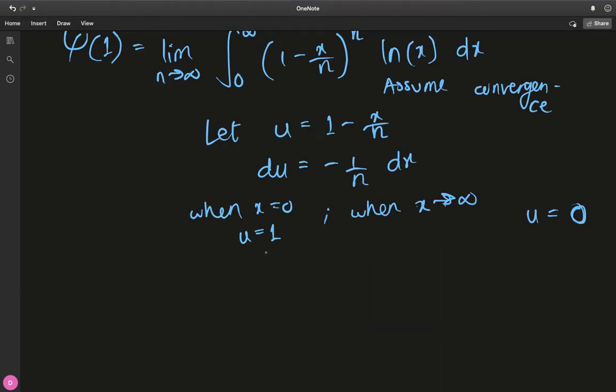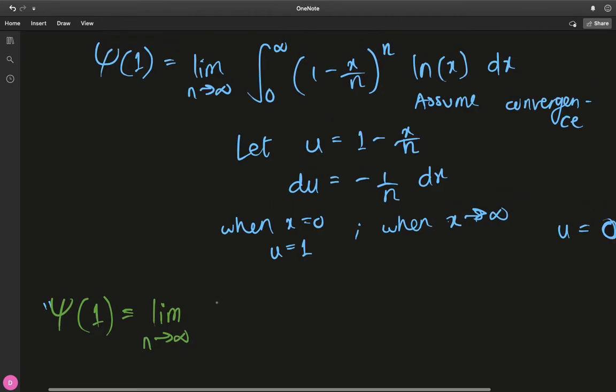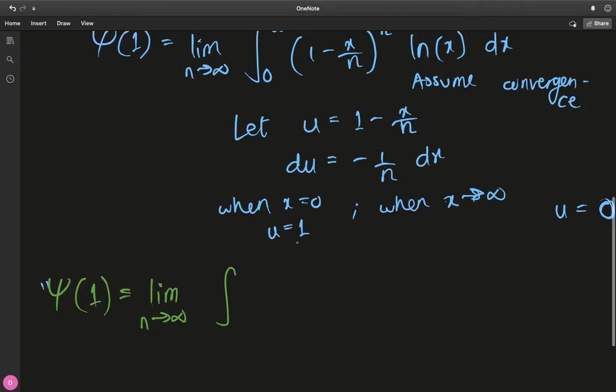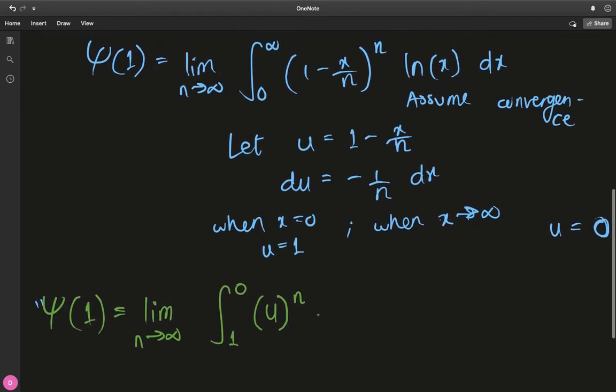So now, knowing these upper and lower bounds, we can just transform everything. So we have the digamma of 1 is equal to, still we have the limit outside, we can't ignore that. Limit as n goes to infinity of the integral from 1 to 0 of u. Now 1 minus x to the n is u to the nth power times the natural log of, well, what is x?